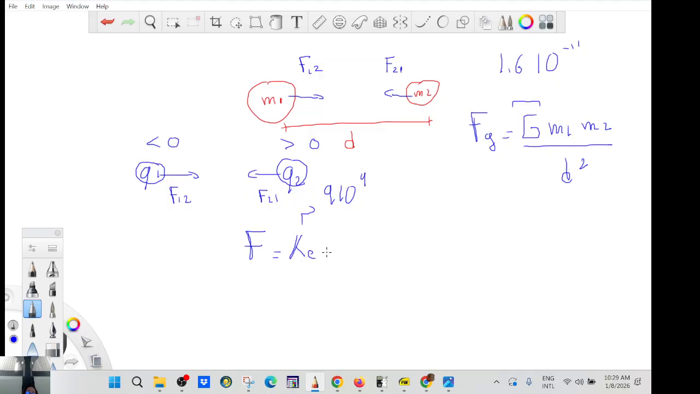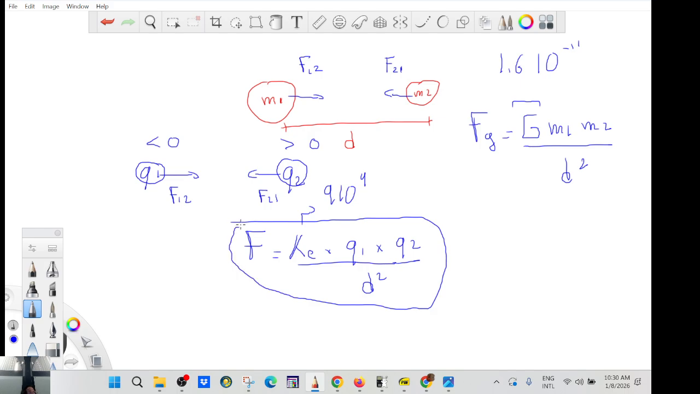Okay, and then here, what do we put? Yes, and then charge 2 over exactly R square or D square. Okay, so this is called Coulomb's law.